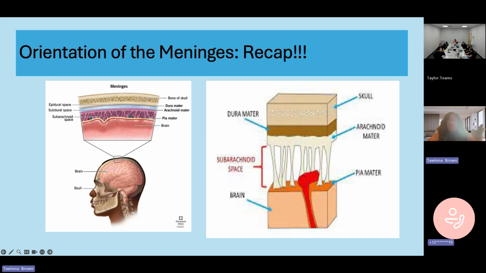So this slide, I just put this in there as a recap of the orientation of the meninges and how they're arranged, just from superficial to deep. I'm not going to stay on this slide for too long because I know that I've already talked about it. But as far as how you would study, just understand superficial to deep as far as the layering of the meninges and the spaces between them.